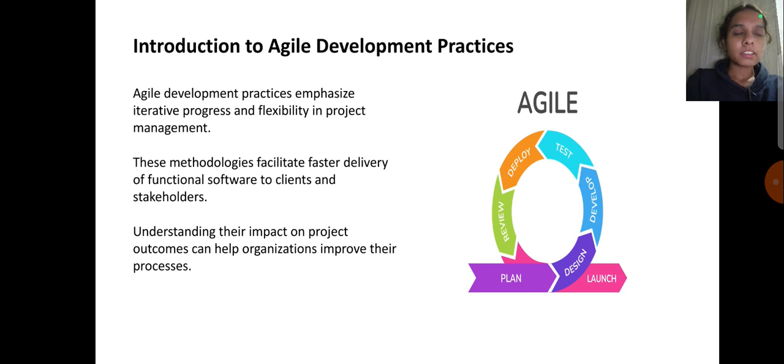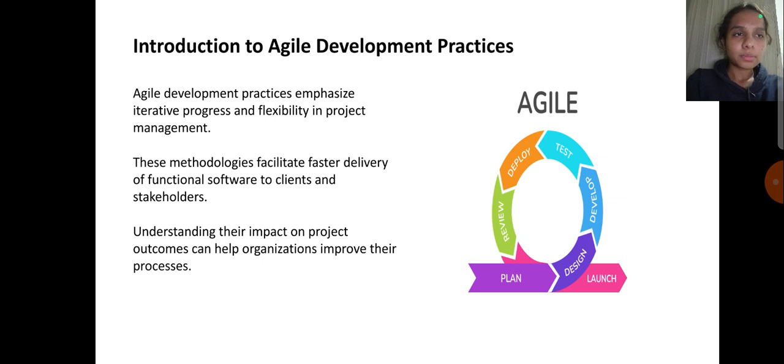Agile development practices emphasize iterative progress and flexibility in project management. These methodologies facilitate faster delivery of functional software to clients and stakeholders. Understanding their impact on project outcomes can help organizations improve their processes. And this is the agile how to plan and launch: first review, deploy, test, developer and design. And this is about the introduction to agile development practices.